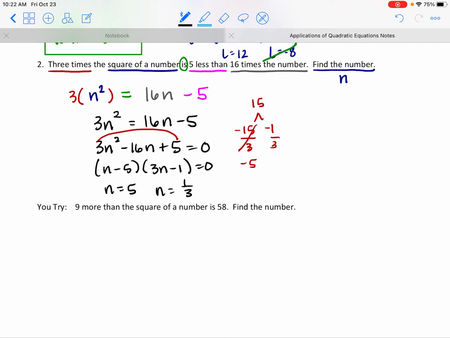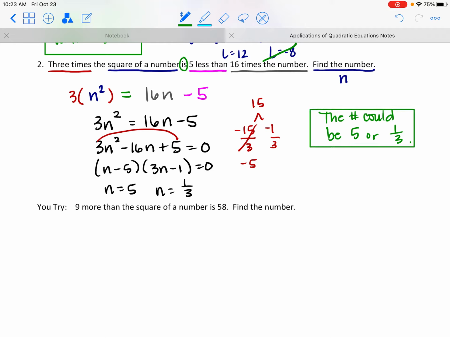Now in the last one, we got rid of one of the solutions. Here we're just looking for a number, and 5 is a number, so is 1/3, which means both of these are going to be acceptable solutions. So we're going to say the number could be 5 or it could be 1/3. Both of those are possibilities for our number.